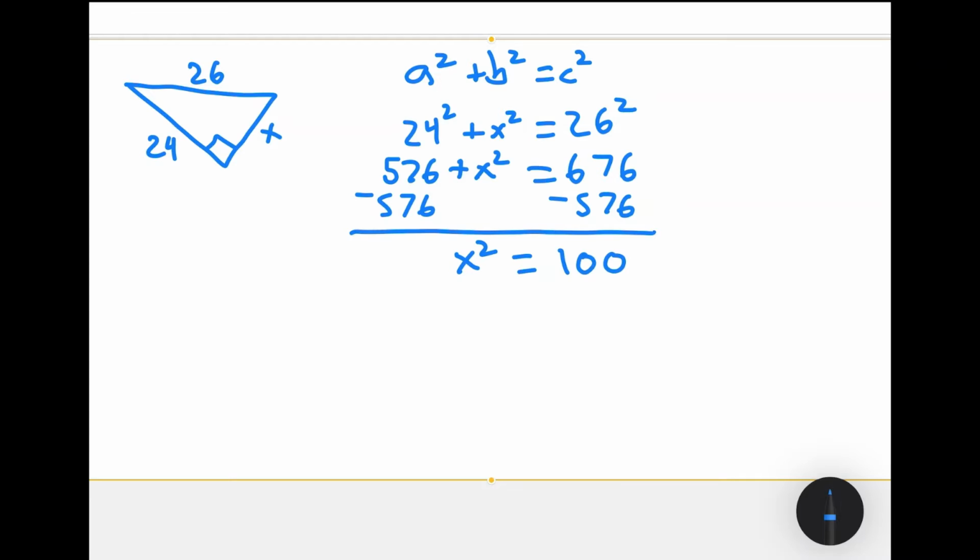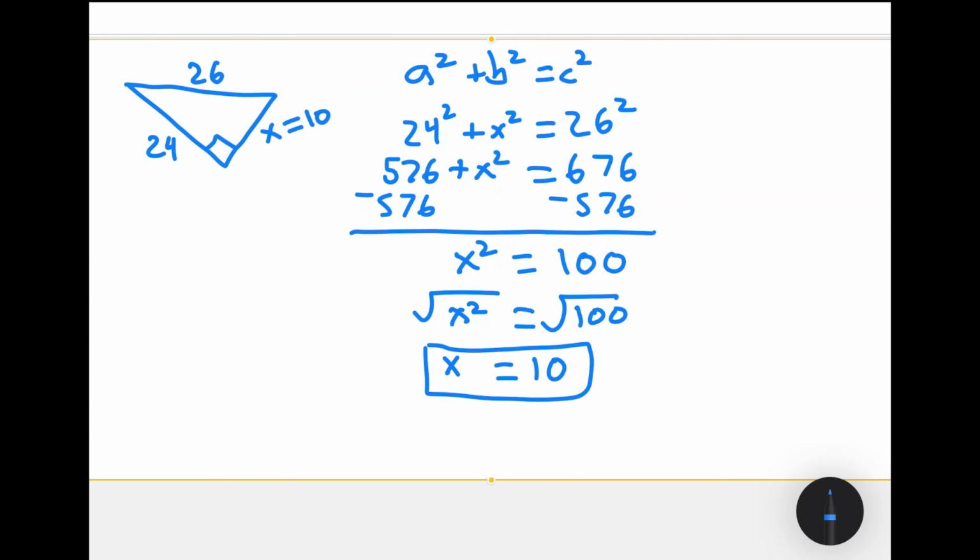Now, again, I need to solve for x, not x squared, so I need to take the square root. But whatever I do to one side, I must do to the other side as well. So I'm going to take the square root of x squared, and I'm also going to take the square root of 100. The square root of x squared gives me x, which is equal to the square root of 100, which is 10. So that means that this missing side, x, is equal to 10.